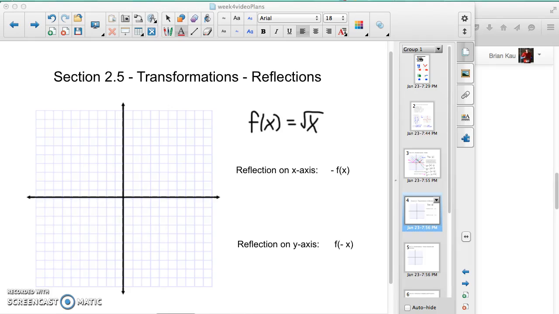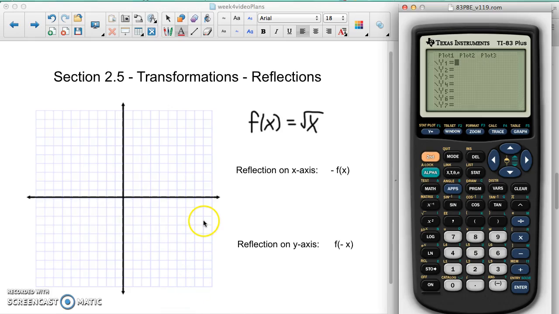In this second video, we'll be working on transformations. We'll be working with reflections of a function. So the first video was shifting up and down, right and left. This one will be working with reflections.